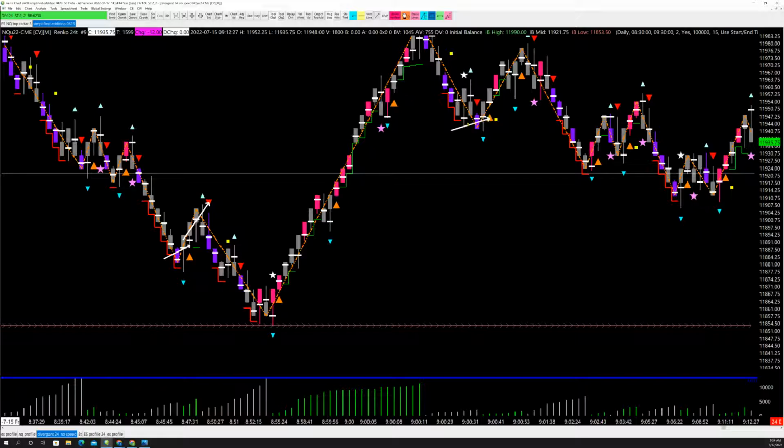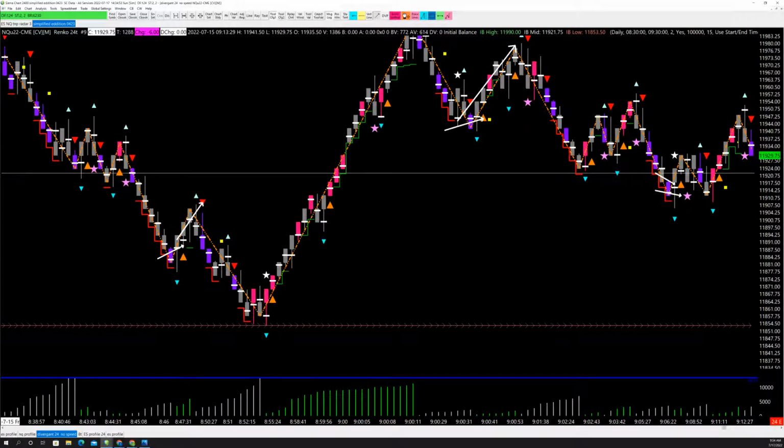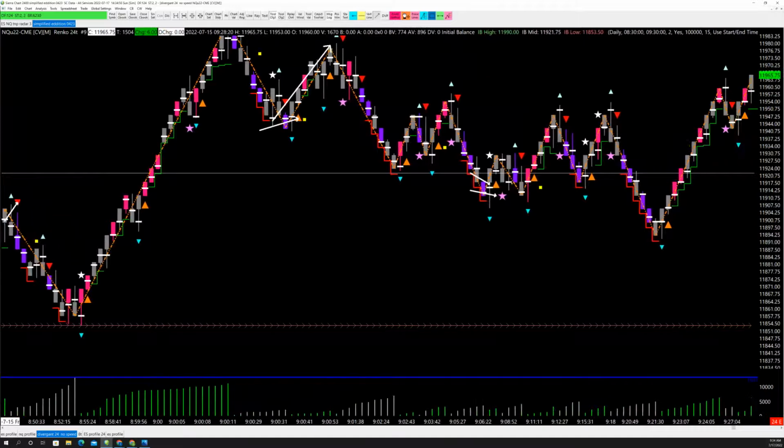Purple bar, point of control above. Beautiful lift. Purple bar, point of control above. That's also a purple bar star. And you get a beautiful lift off of that, off to the right. Again, these are 20, 30-point lifts, right?